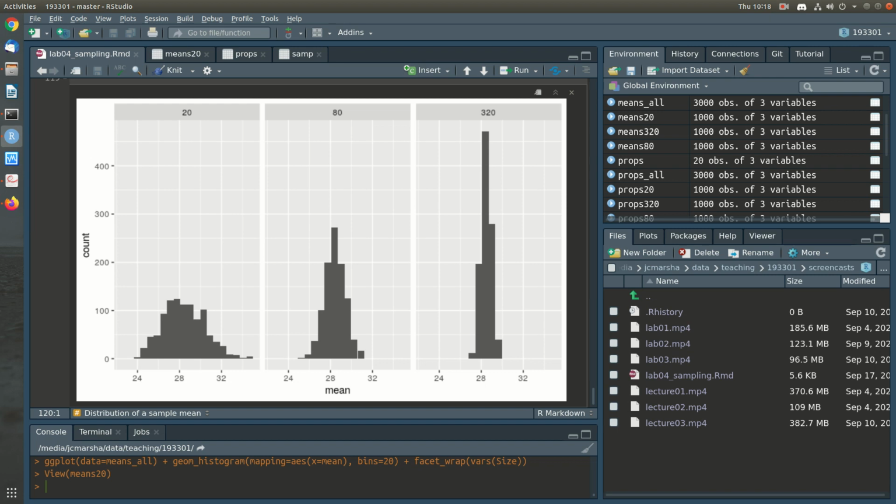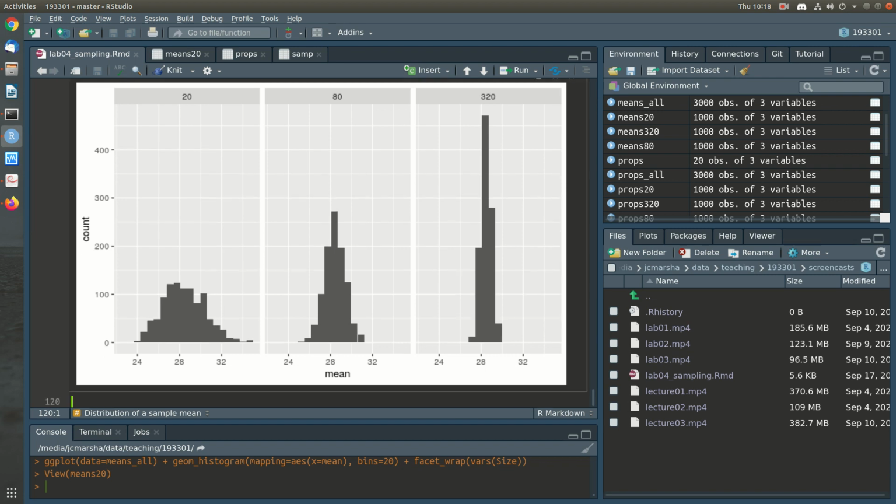That's how much uncertainty we would expect. And again, we notice that as we increase the sample size, the range of possible values for the sample mean reduces, right? And it reduces by about half, okay? Quadrupling the sample size again has that same reduction by about half, okay?